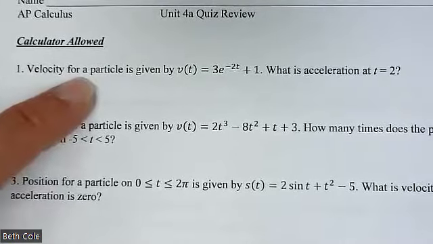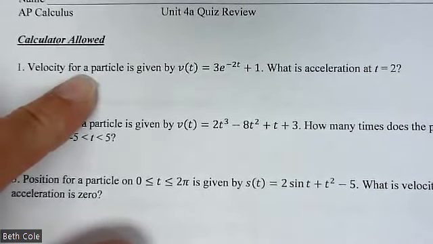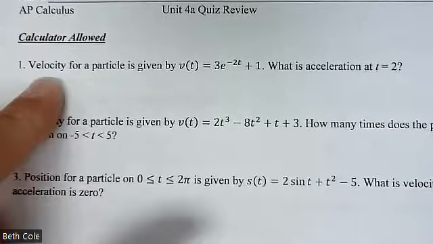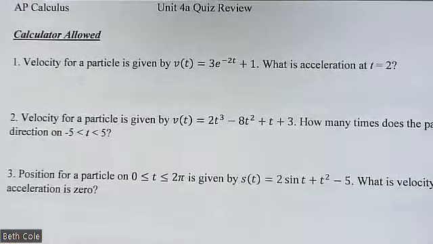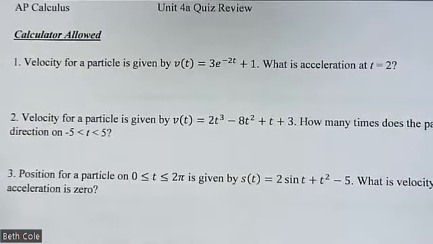What do they give you for number 1? What do they want? They gave velocity. They want acceleration. How do you get from velocity to acceleration? Derivative. It's calculator. So how do you do a derivative in the calculator?